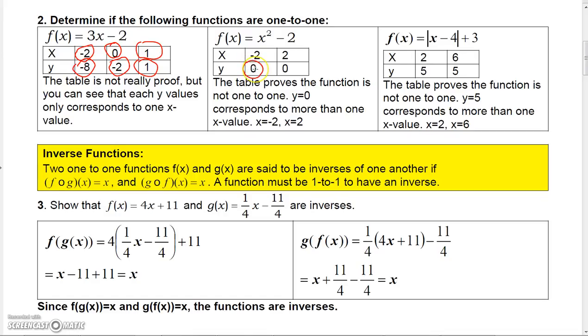Here, if y is 0, that's going to correspond to x equals negative 2. That should actually be minus 4 there. But anyway, if y is 0, then negative 2 squared minus 4 is 0, but also 2 squared minus 4 is 0. So here you have two different x values that correspond to this y value. Therefore that function is not one-to-one.